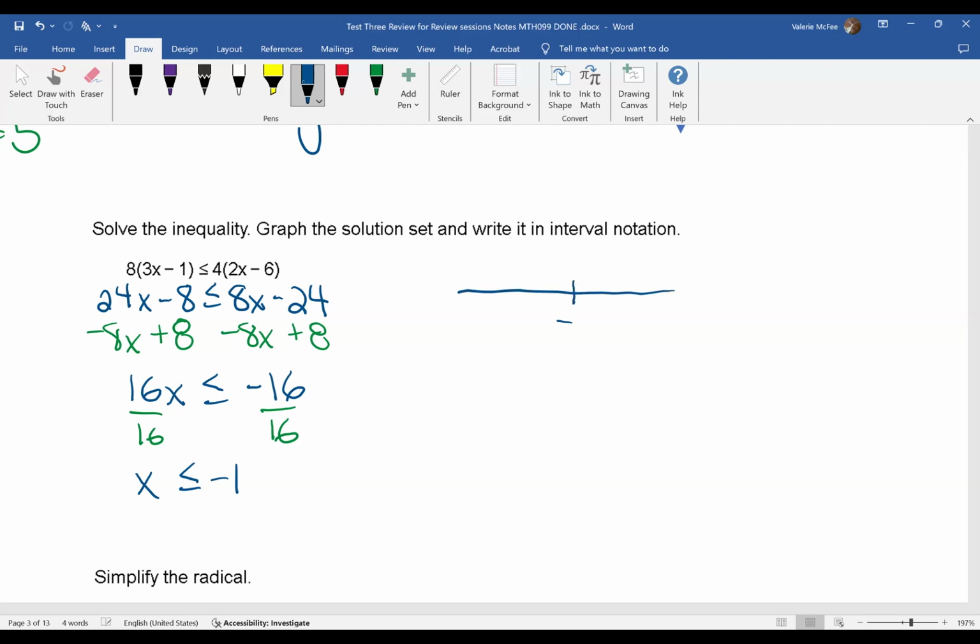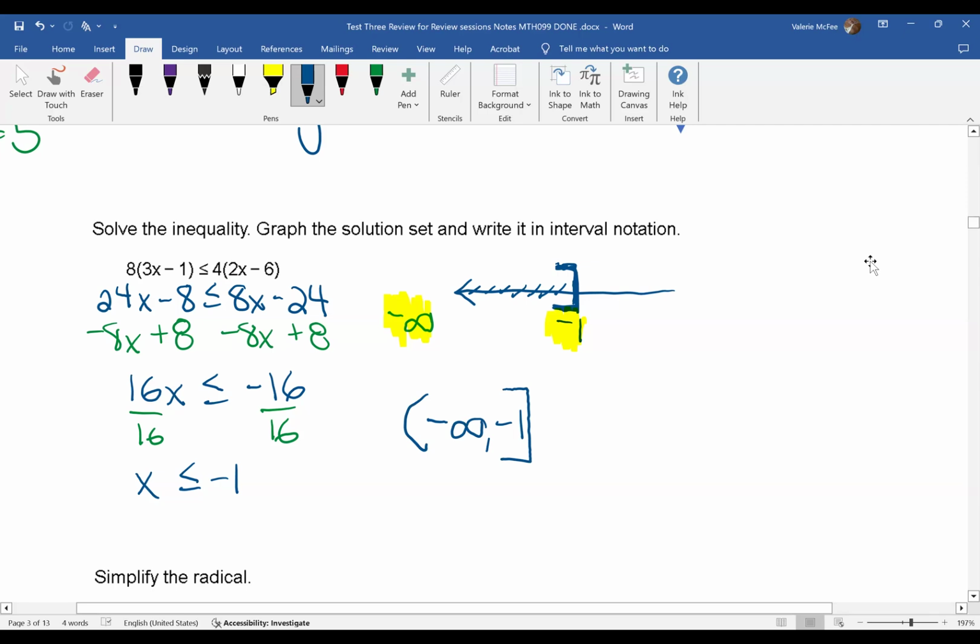So we put -1 on our number line. Less than means we're shading towards the left. Less than or equal means we need a closed or square bracket. In interval notation, remember that we're always going from our lowest value to our highest value. Lowest is -infinity, highest is -1. Infinity always has a round or open bracket. -1, we already said, is closed because it is less than or equal.